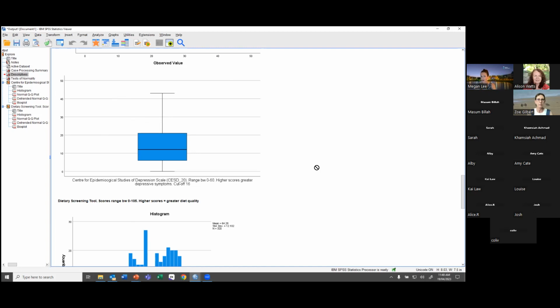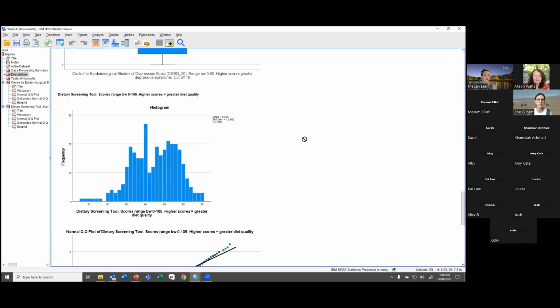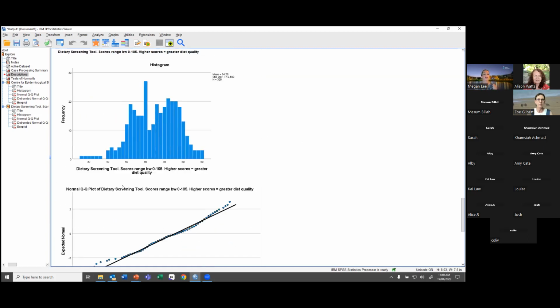Because our question was, if you're a vegetarian for life, does that predict depressive symptoms? Well, our descriptive statistics are starting to tell us that might be the case. We just need to make sure that we run our inferential regression to tell us if that's a significant relationship or not. All right, let's look at diet quality. Does diet quality look normal? This is very interesting. What's that histogram telling you?